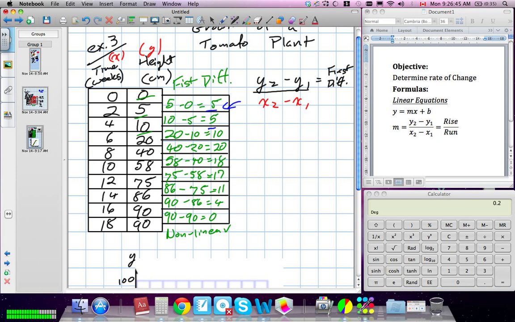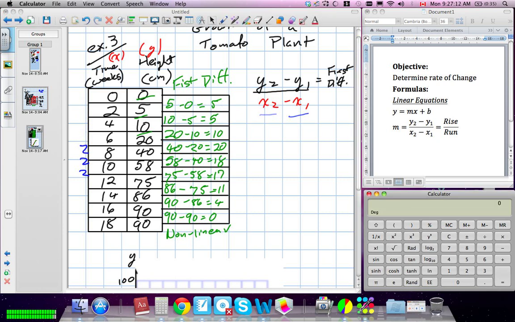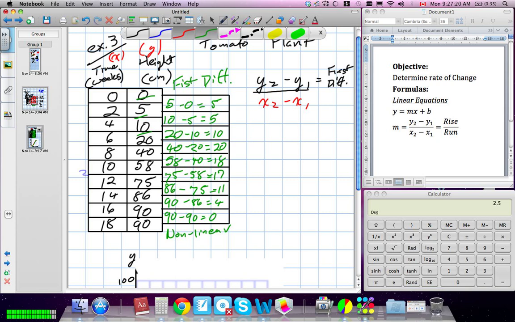Because our x differences are the same, they're constantly going up by 2, what we can do in order to find each of the rates of change is take our first difference and divide it by 2, since 2 is the difference between x2 and x1 for all of these numbers. So I'm going to find the rates of change, putting them in red, by just taking the number and dividing by 2. Our very first one, 5 divided by 2, we got 2.5 as our rate of change.